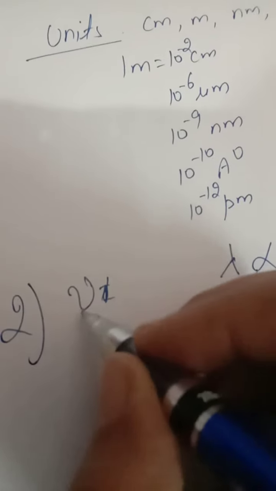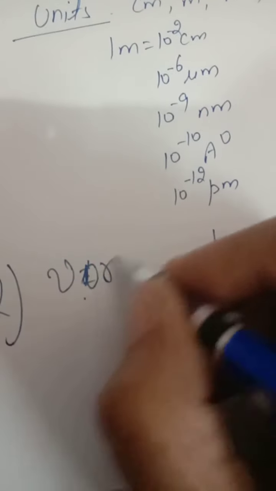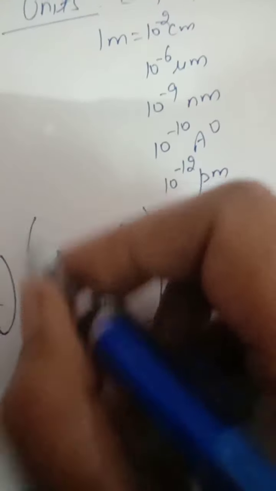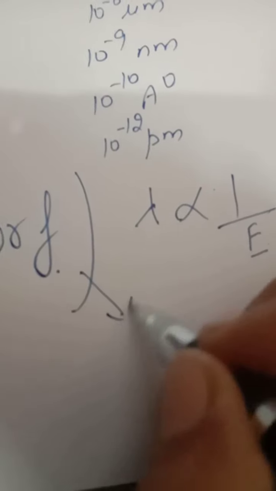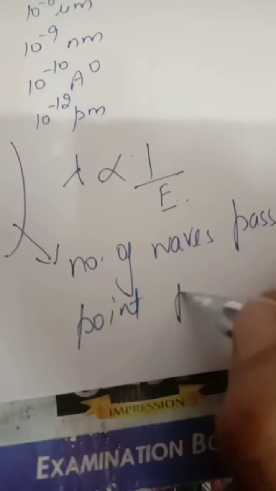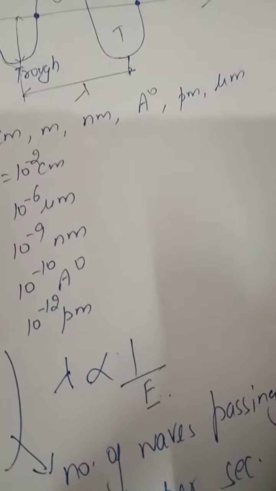Now the second is frequency, which is represented by nu or also represented by f, but Maxwell has designated it with nu, so we'll represent it with nu. So what is nu? That is the number of waves passing through a point per second, which is called its frequency.